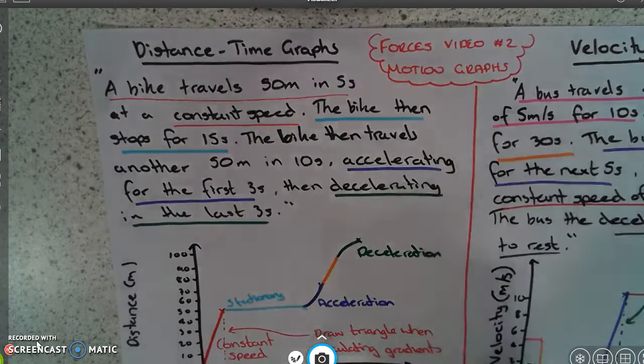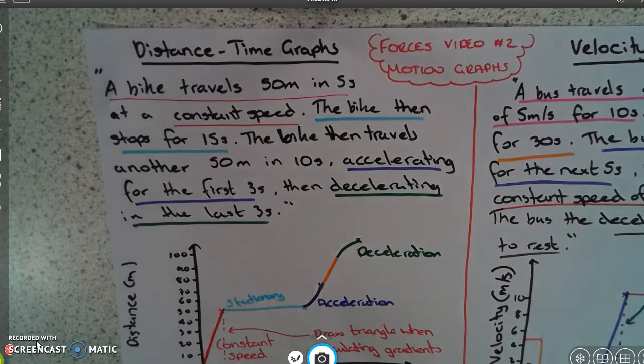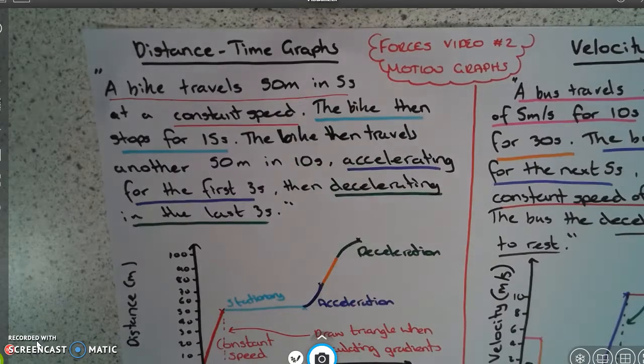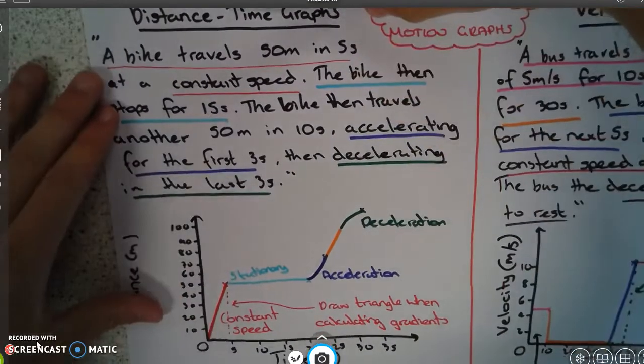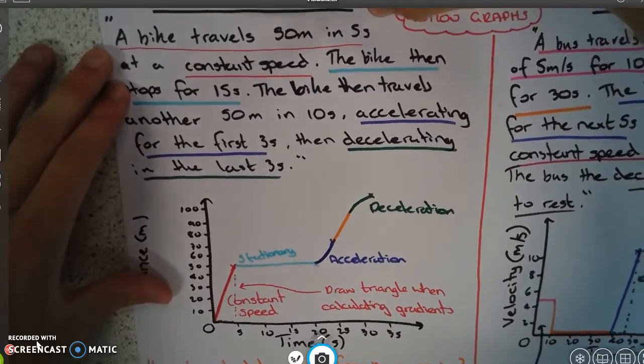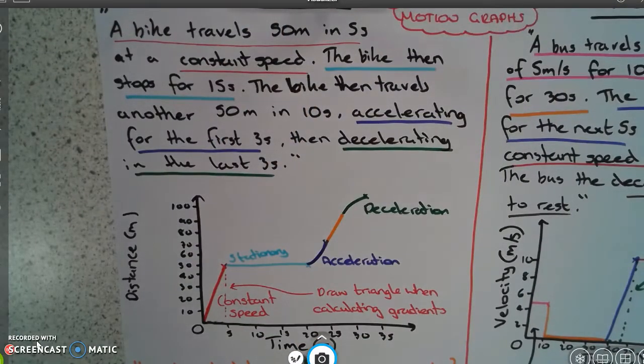Here we've got a story. A bike travels 50 meters in 5 seconds at a constant speed. So what does that first sentence look like on a distance time graph? First of all, let's just look at a distance time graph. A distance time graph has distance on the y-axis and time on the x-axis.